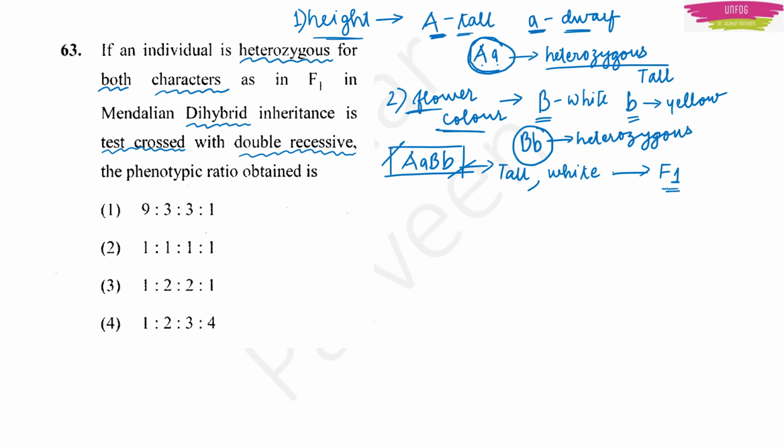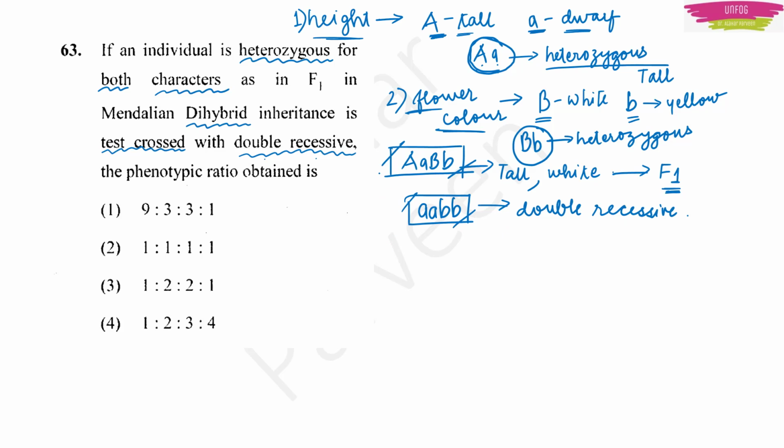But if we are crossing this F1 generation with a double recessive individual. Now double recessive means, see, there are two terms here, double and recessive. Recessive means it will be small letters. Double means they are twice present, right? So we'll denote it as small a, small a, small b, small b. So this becomes the double recessive individual. So when we are crossing the F1 generation with a double recessive individual, it is known as a test cross.